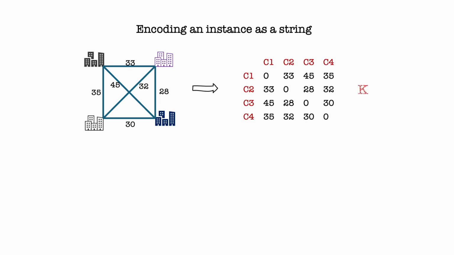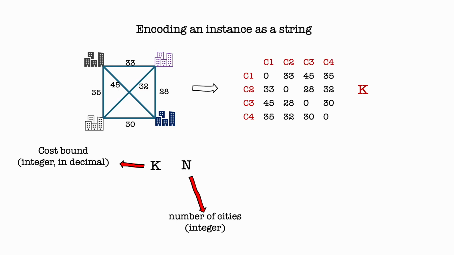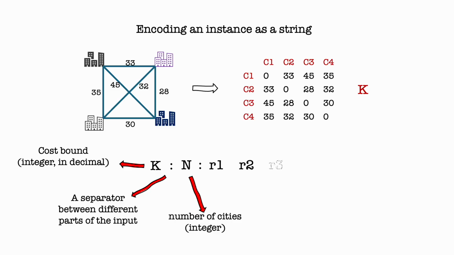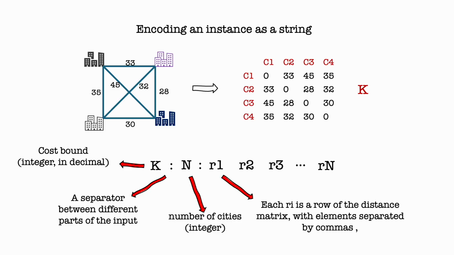Now, let us see how we can encode an instance of the decision version of the traveling salesman problem. First, we write the cost bound as an integer. Then, we write the number of cities as an integer. But if we write the cost bound and the number of cities side by side, one cannot identify them easily. Therefore, we need a separator. Here we use a colon as the separator. Next, we write the rows of the adjacency matrix. The elements in a row are separated by commas, and the rows themselves are separated by semicolons. This way, we can represent an instance of the decision version of the traveling salesman problem in a structured format.